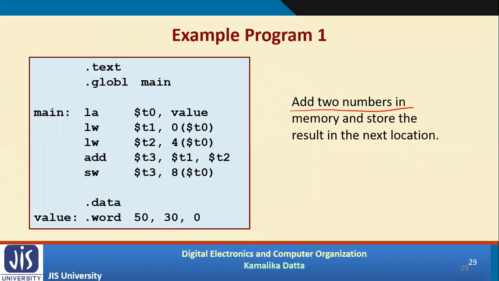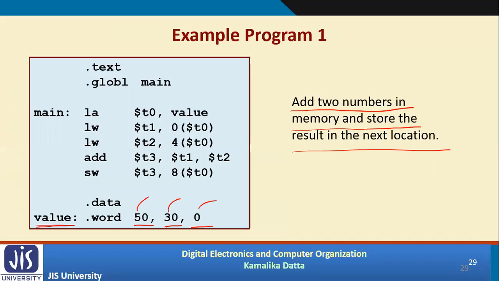Add 2 numbers in memory locations and store the result in the next location. Now use .text .global main. The value is a kind of memory, starting with value, which will have a certain memory address. The first location contains 50, the next location contains 30, and the last location contains 0.